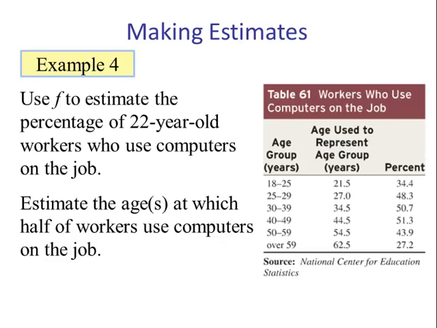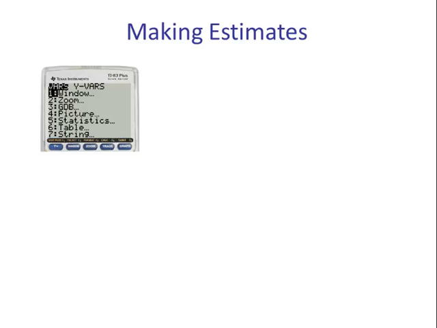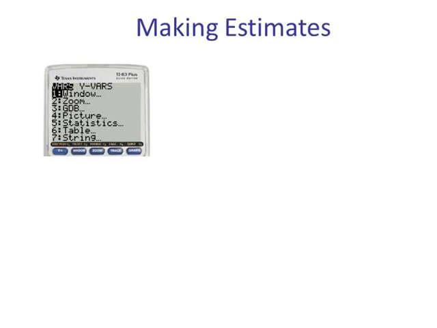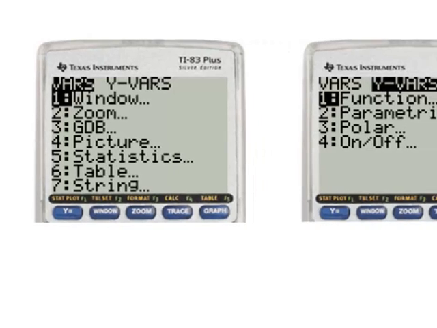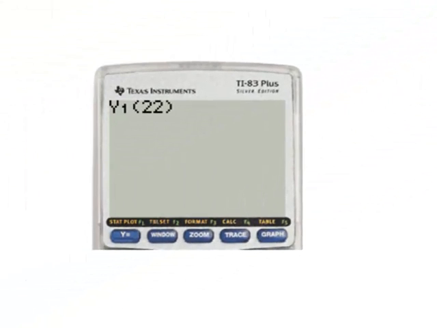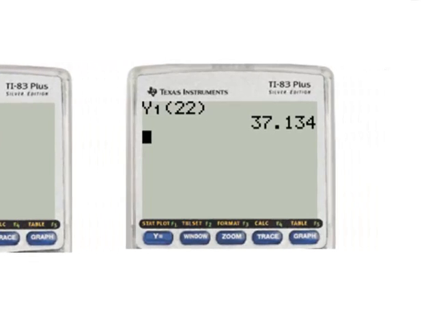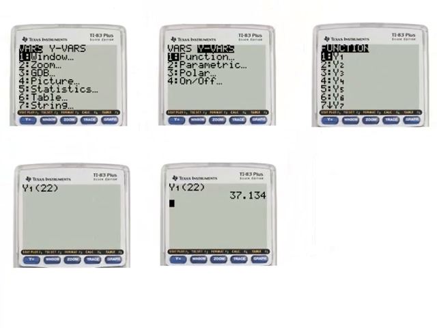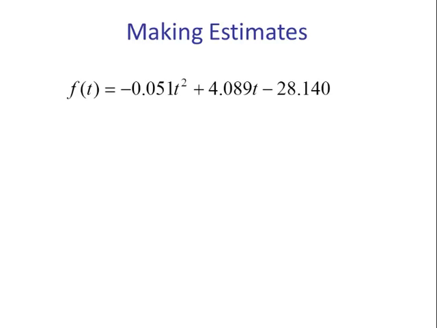Use f to estimate the percentage of 22-year-old workers who use a computer on the job. Since we have the equation in Y1, if we hit the vars key, then Y-vars, then Y1, this pastes Y1 into the home screen. We now type in 22 and we get an output of 37.134. So according to the model, for a 22-year-old, the estimated percentage of those who use a computer at work is about 37%.